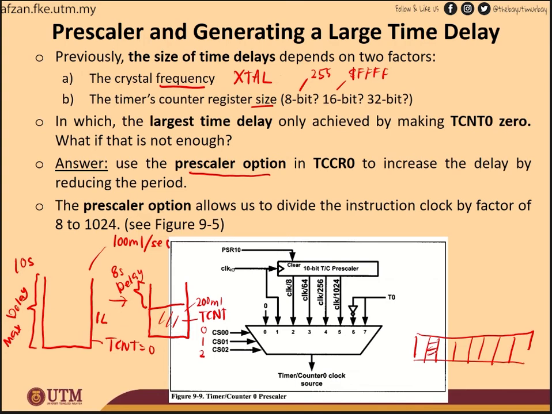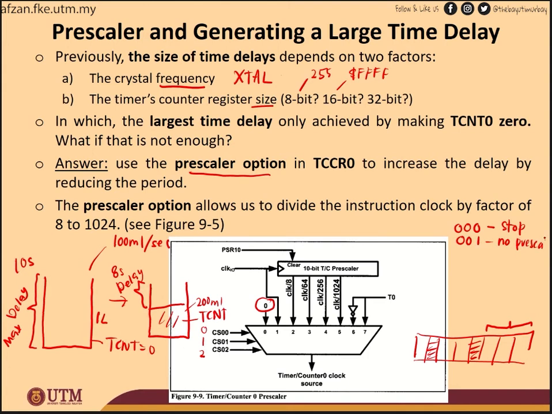Okay, bit 6 and bit 3 is your timer mode setting, while this one here is your prescale option. If you put 000, what happens is you stop your timer. If you put 001, no prescale is used.